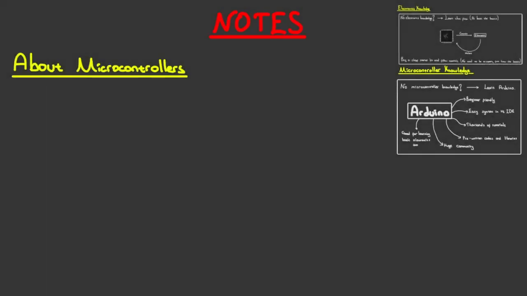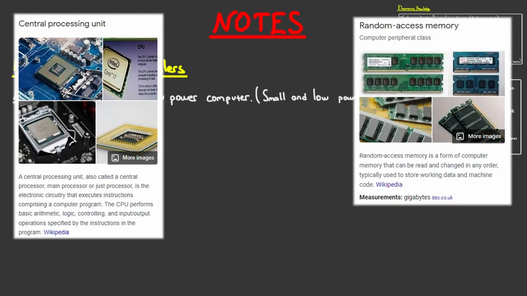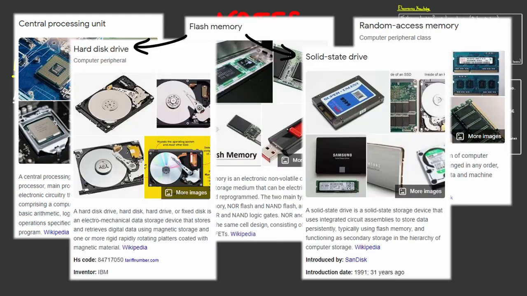I realized that I've never really talked about microcontrollers. What actually is a microcontroller? Well, a microcontroller, in simpler terms, is just a very low power computer. Much like a computer, a microcontroller has a CPU, RAM, and flash memory, which would be the equivalent of a hard drive or an SSD on a computer. It's just that every component is much lower power and limited.